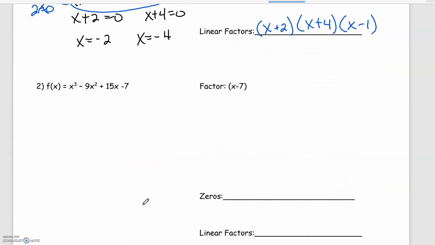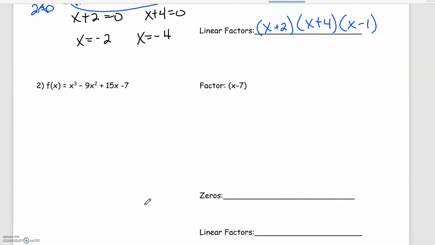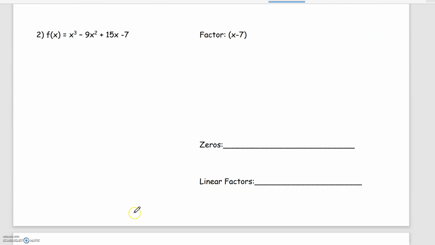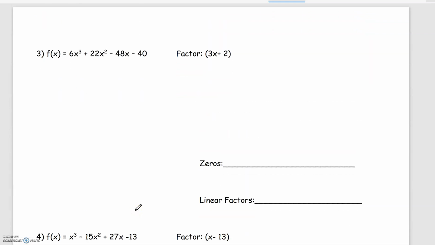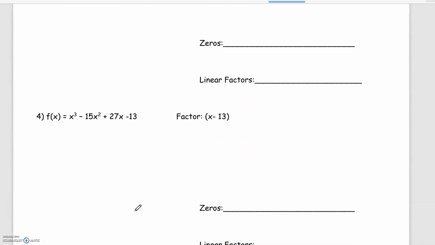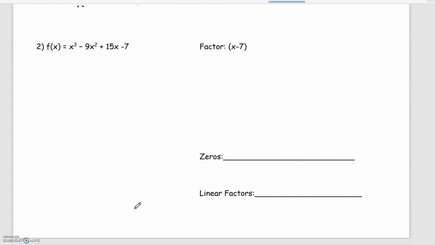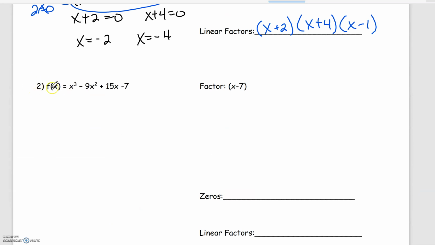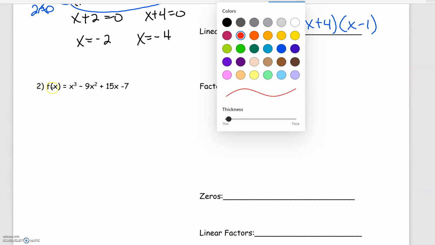All right, so let's try another one together, and then we'll have you try this last one. Actually, we'll have you try number 4 on your own. We'll do the next 2 together. But if you would like to try this one on your own, if you feel like you're ready, go for it. Push pause, try it, and then check when you're ready.